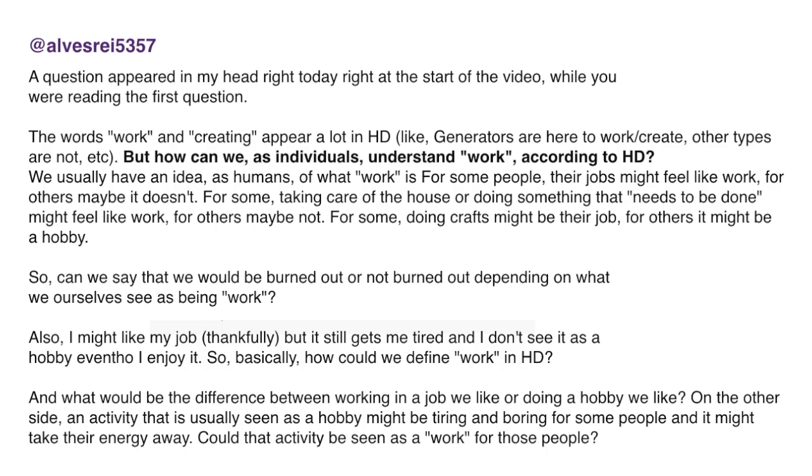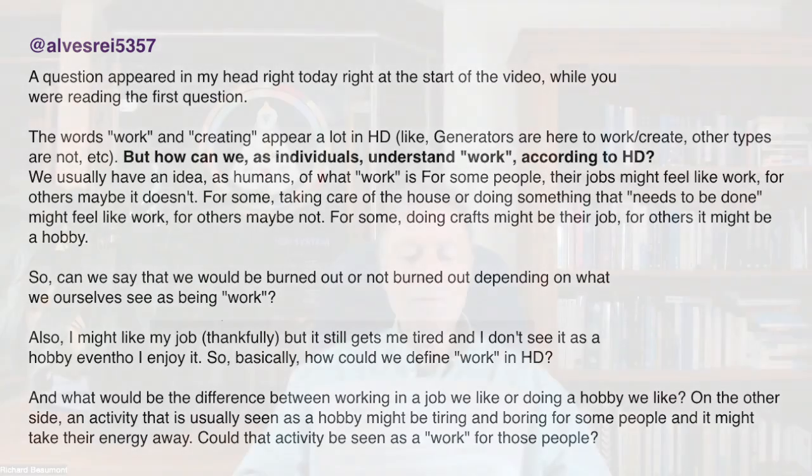Also, I might like my job, thankfully, but it still gets me tired and I still don't see it as a hobby, even though I enjoy it. So basically, how could we define work in HD? And what would be the difference between working in a job we like or doing a hobby we like? On the other side, an activity that is usually seen as a hobby might be tiring and boring for some people, and it might take their energy away. Could that activity be seen as work for those people? Well, that is a long question, but basically it's around work.